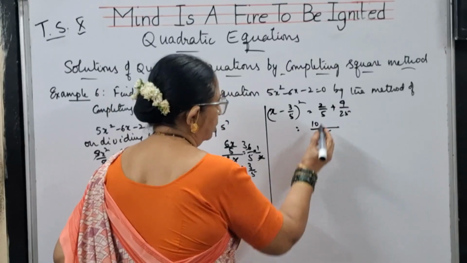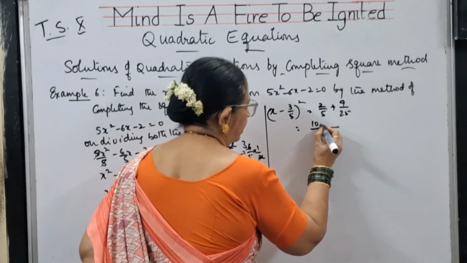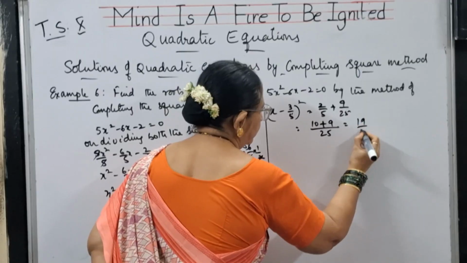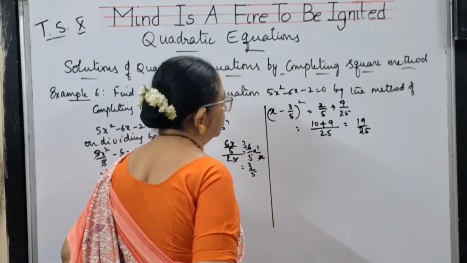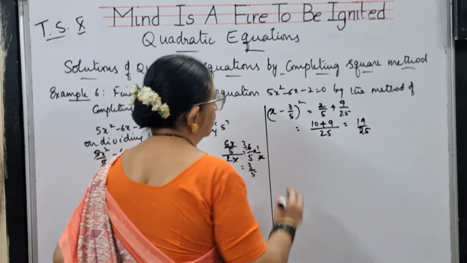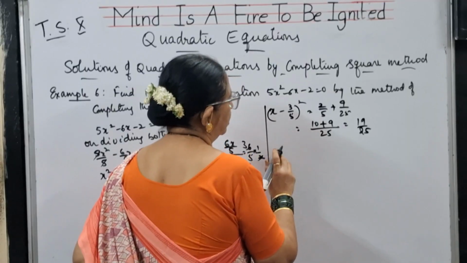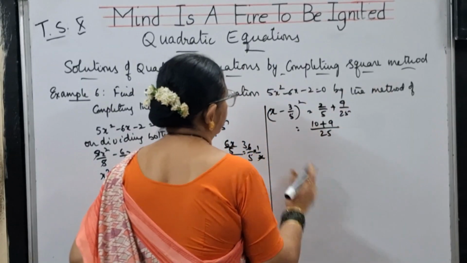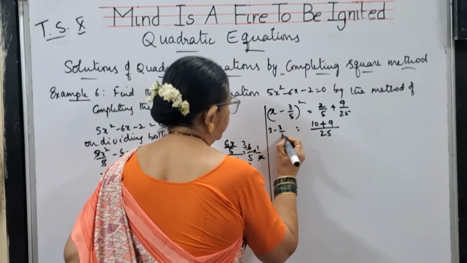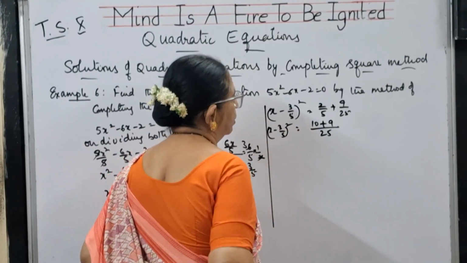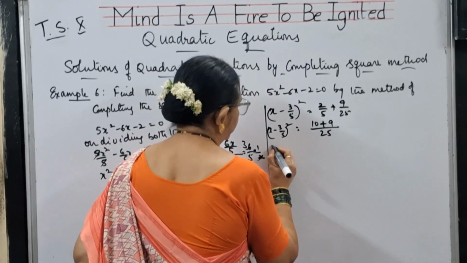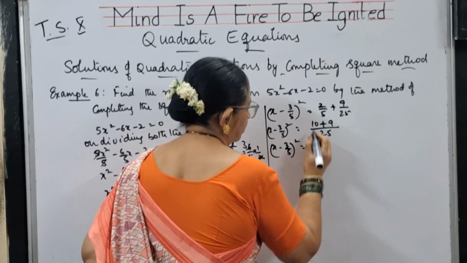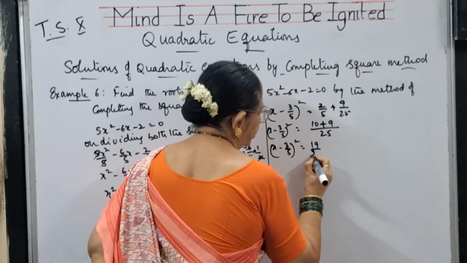Okay, so 2 5s are 10, plus 9. That means how much am I getting? 19 by 25. So let me write it below. x minus 3 by 5 whole square is equal to 10 plus 9, which is 19 by 25.